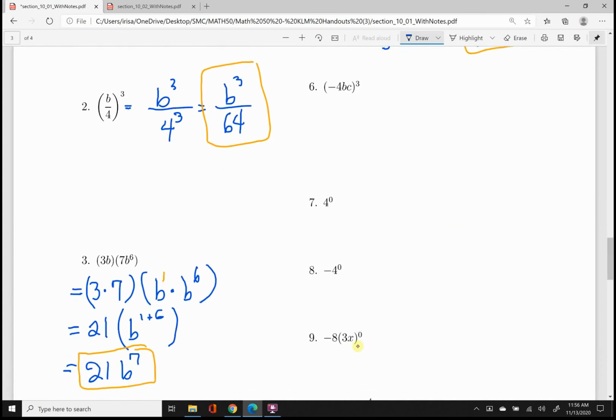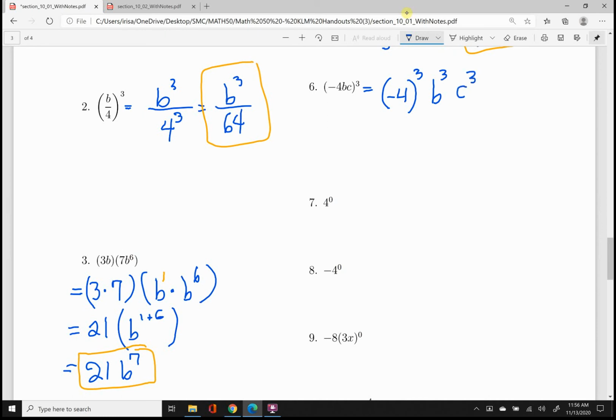Okay, number 6, we have a -4, a b, and a c collectively raised to the third power. So this is the power of a product rule here. That means the -4 will be raised to the third power. And I want to be very careful about this, letting the -4 be inside some parentheses raised to the third power. I don't need to do that for the b or the c, though, because there's no more negative sign to attribute to any of that stuff.